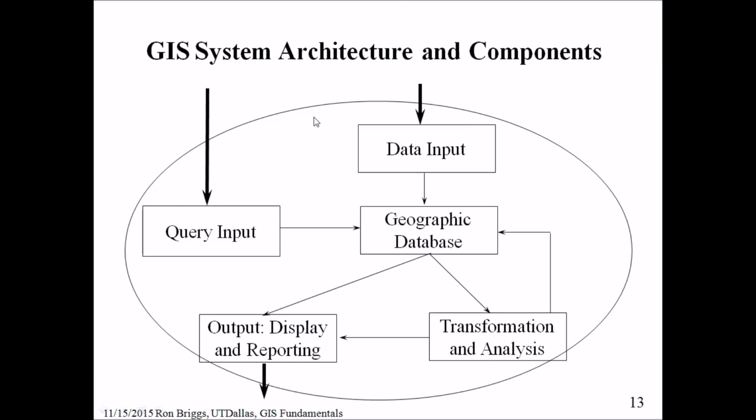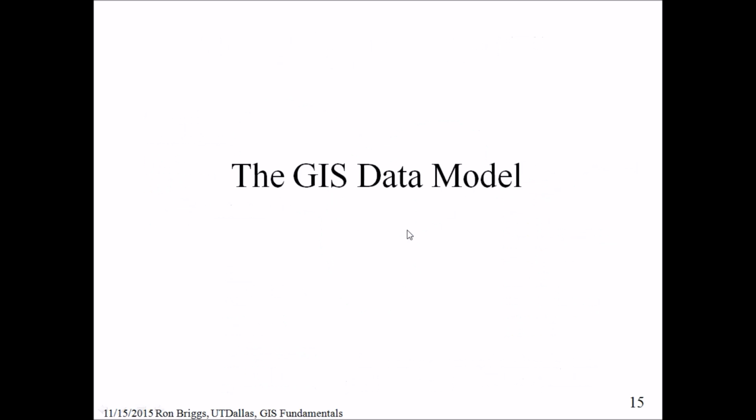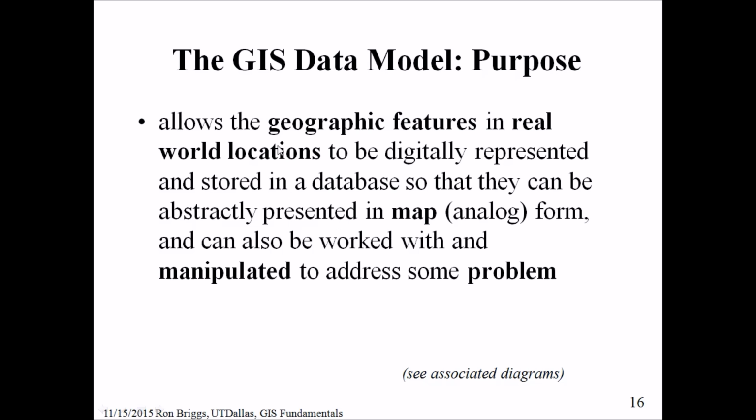Okay, so this is GIS system architecture and components. We have data input. This is the query which is given to the geographic database. There are display and reporting. There are analysis and transformation. A knowledge base for GIS, of course, computer science and geography are involved. All these combined, there are application areas. So the convergence of technological fields and traditional disciplines makes GIS so important. Now the GIS data model, let us see about that.